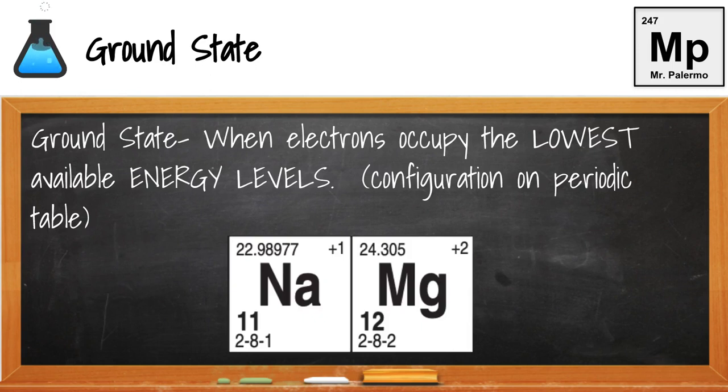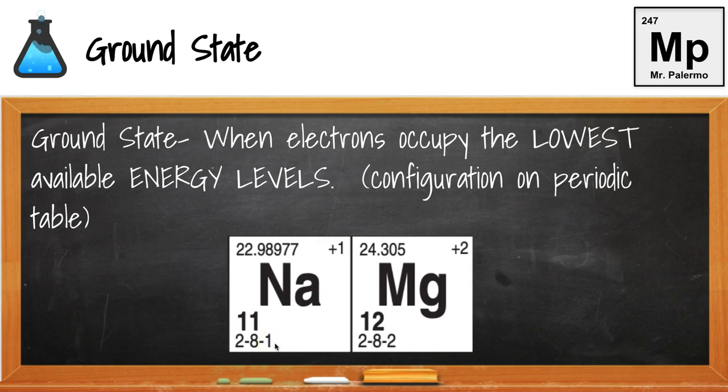When we talk about electrons, we look at the ground state. This is when electrons occupy their lowest available energy configuration or level. This is the configuration that's listed on the periodic table on the bottom of the element box. So for sodium, it's 2-8-1: 2 electrons in the first shell, 8 in the second, and 1 in the valence shell.